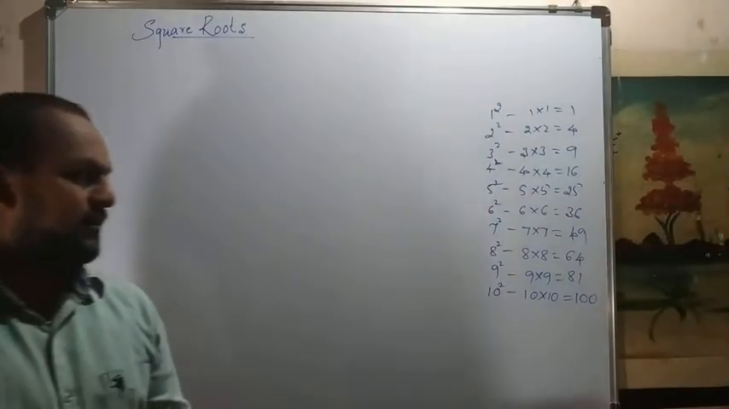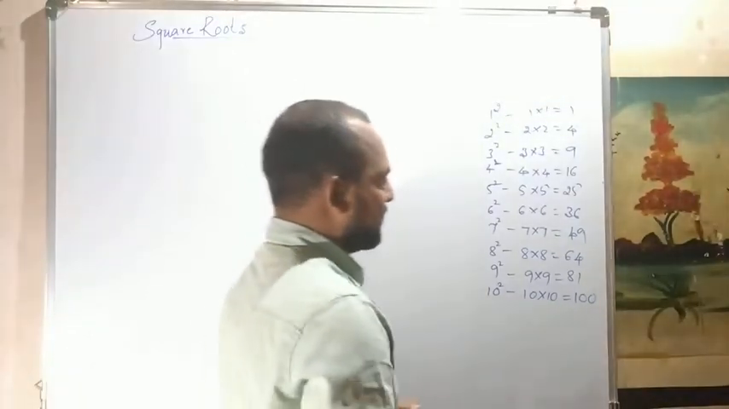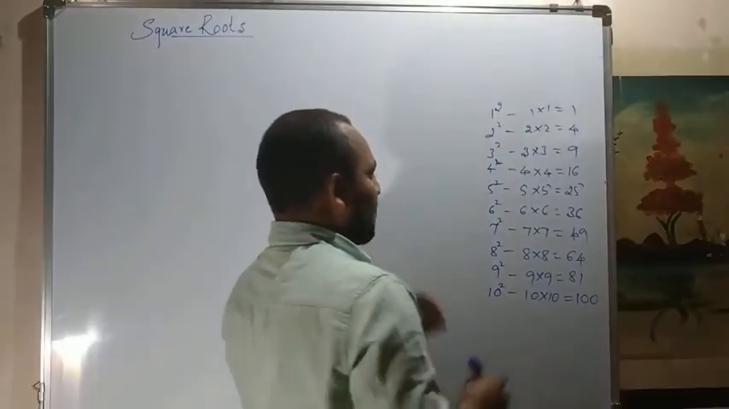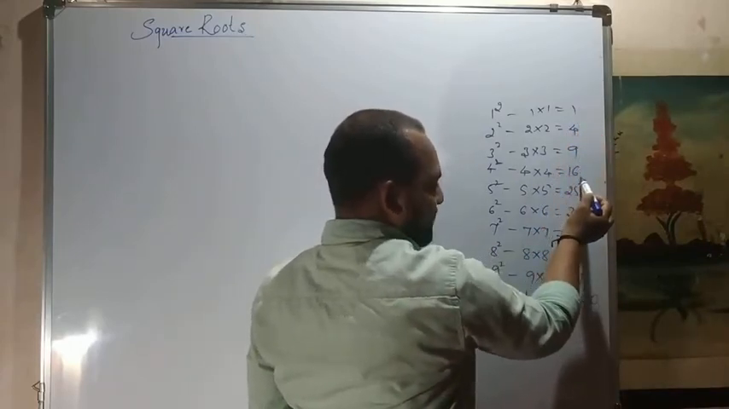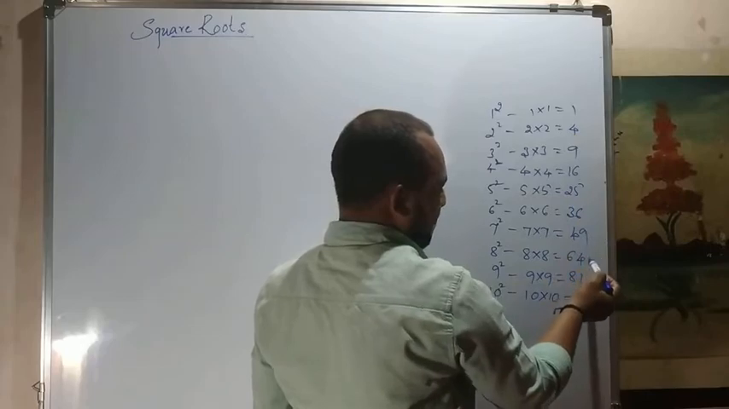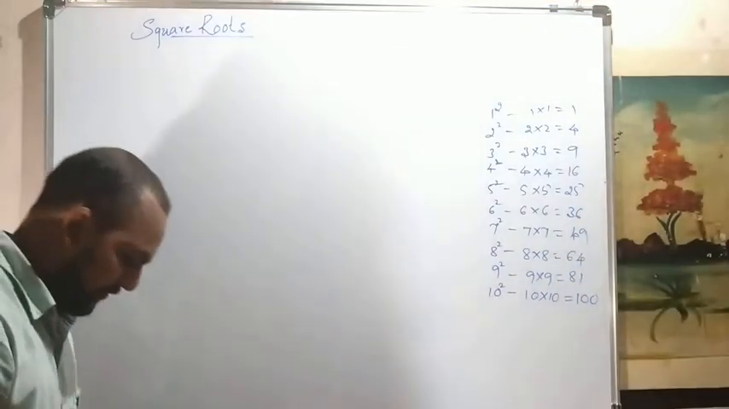Okay, so these are some square numbers. You then observe the digits in the unit place: 1, 4, 9, 6, 5, 6, 9, 4, 1. These are the numbers in the unit place.